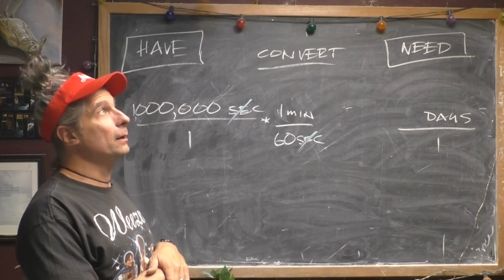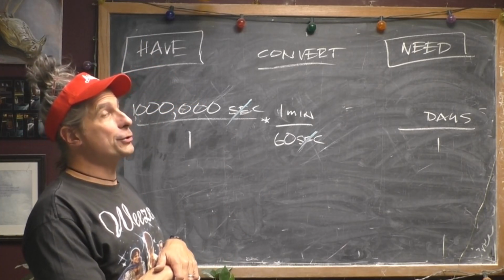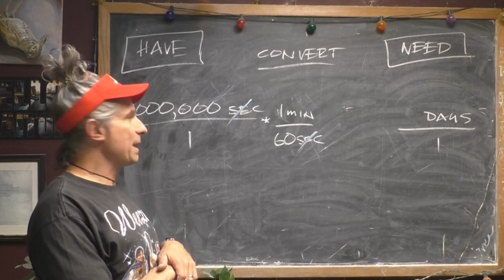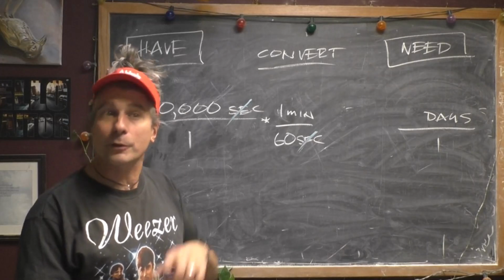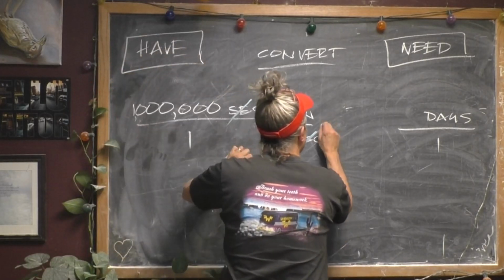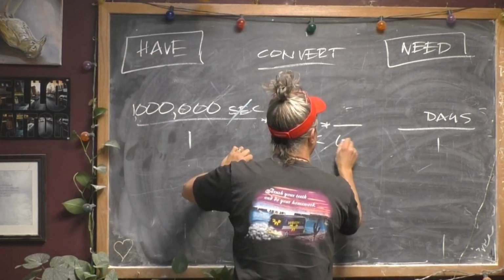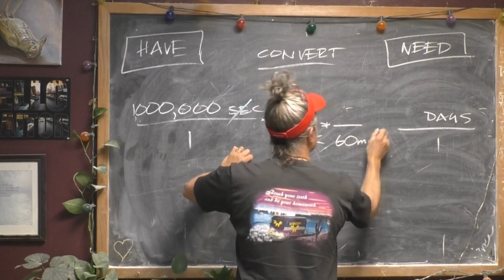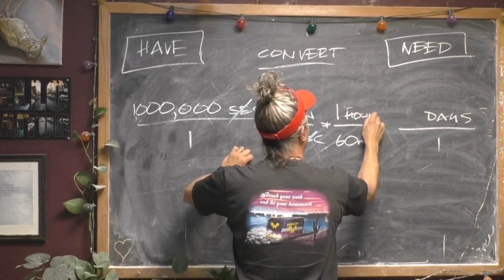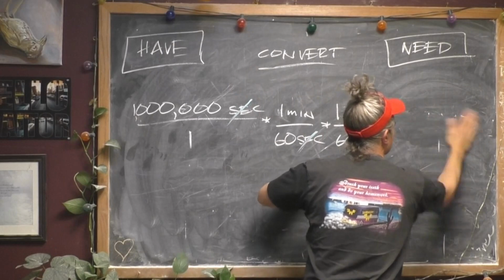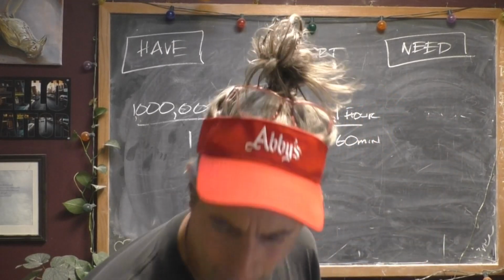What's the next larger time unit, longer time unit than minute? I think it's hours, right? And there's 60 minutes in an hour. 60 minutes in 1 hour. I'm running out of space. So I'm going to erase that for now. We'll put it back in later.